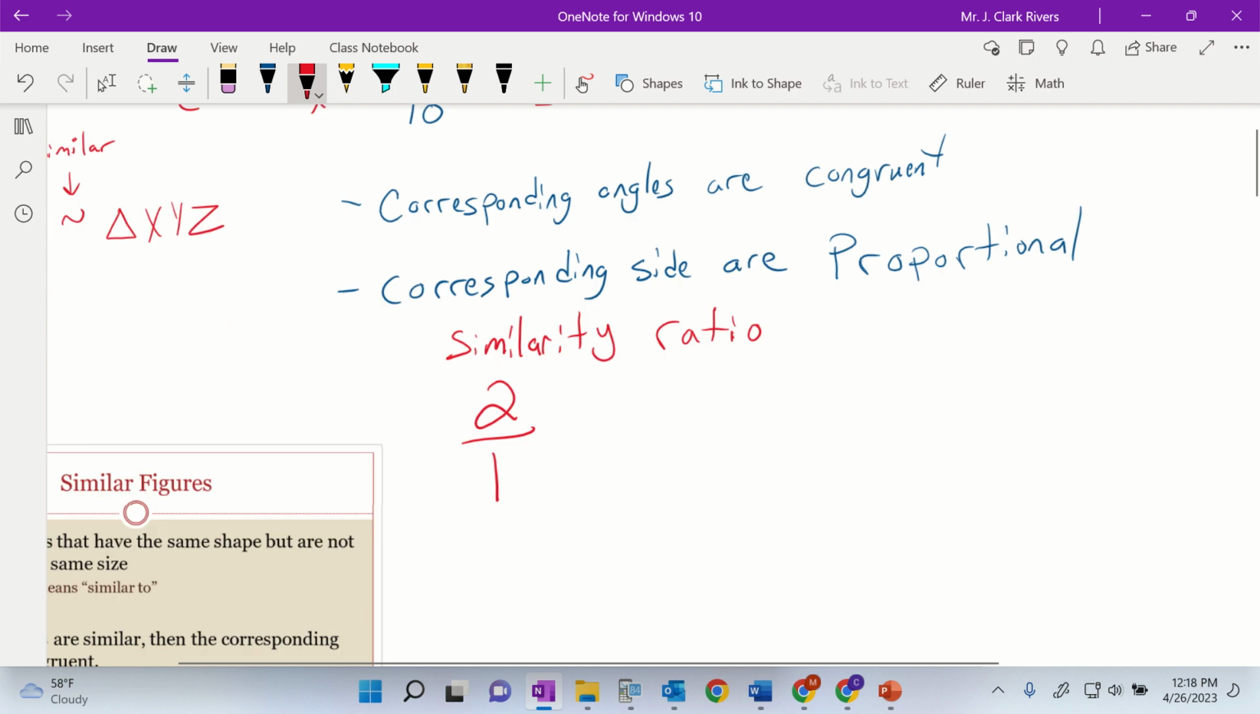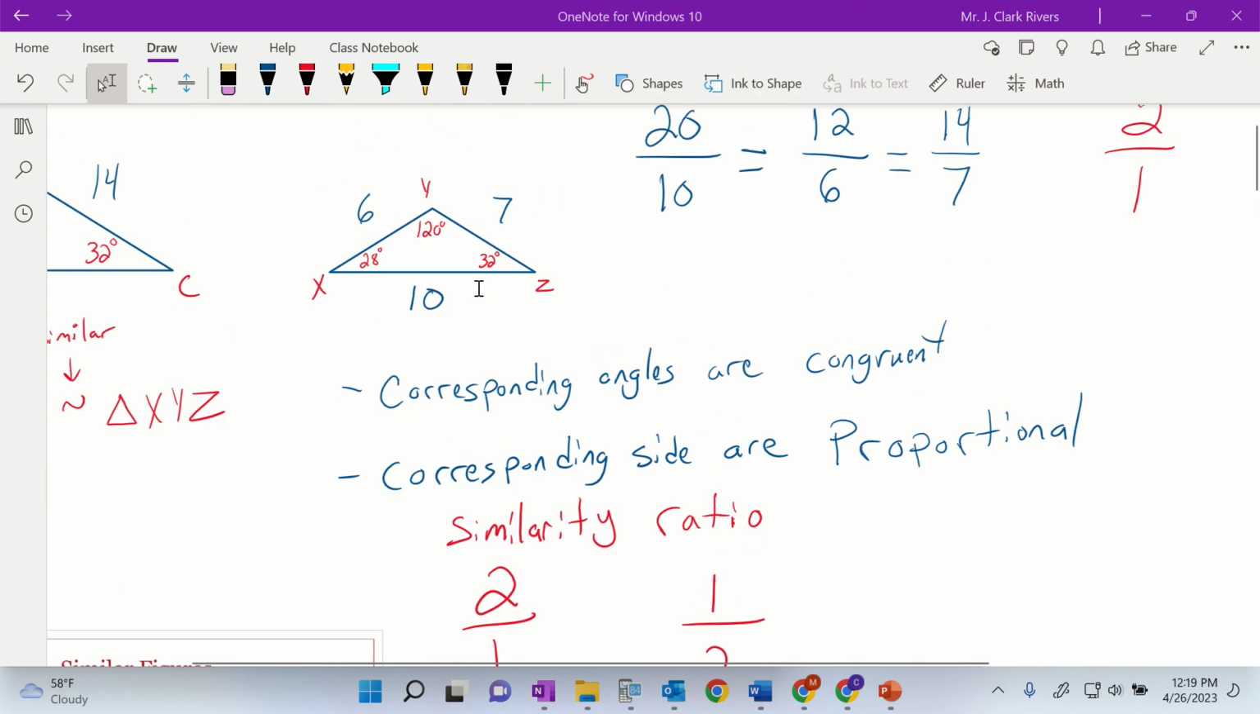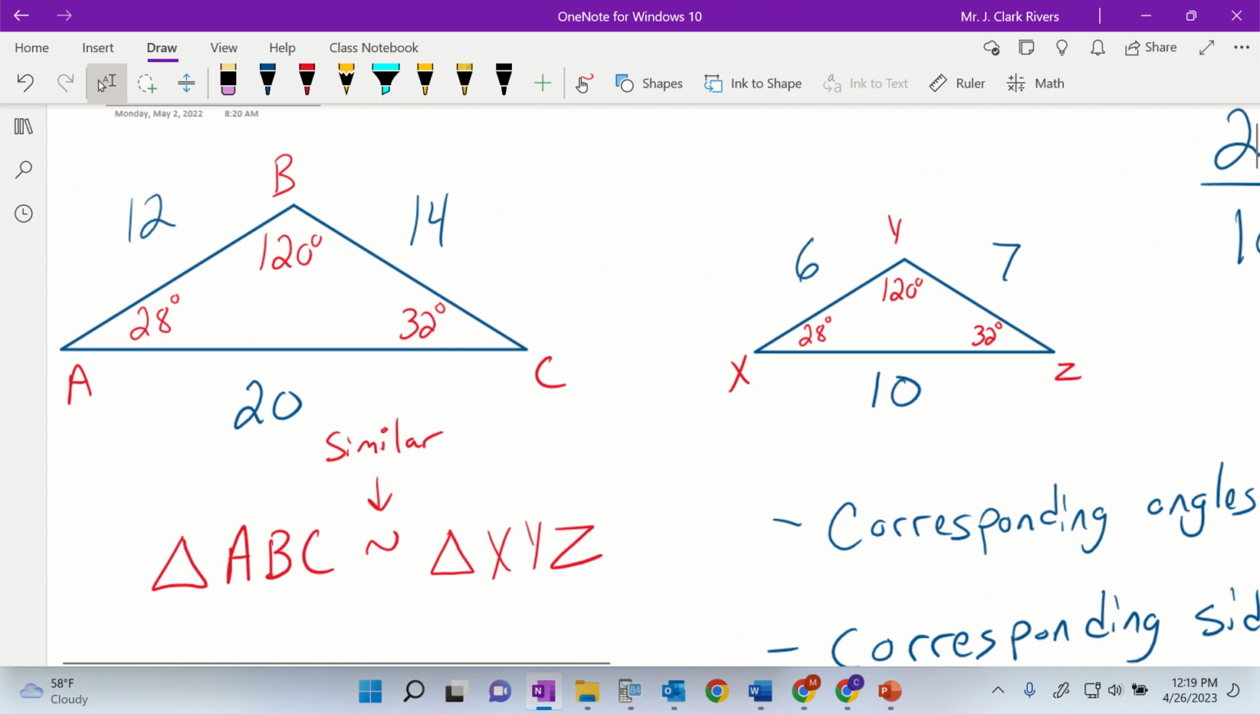Now, it's important to know that another acceptable similarity ratio for this problem is not only 2 to 1, but also 1 to 2. Okay? Well, I'll tell you why. Good question. Correct. 2 over 1 and 1 over 2, they are completely different, but it all has to do with how you are looking at these two.